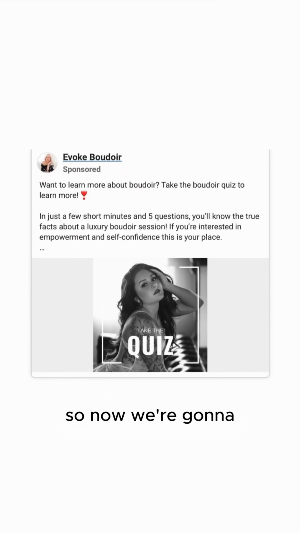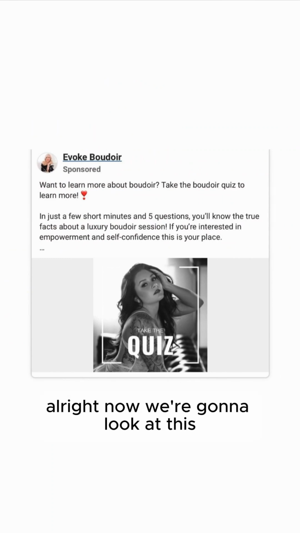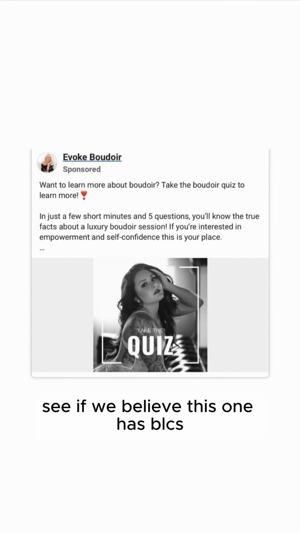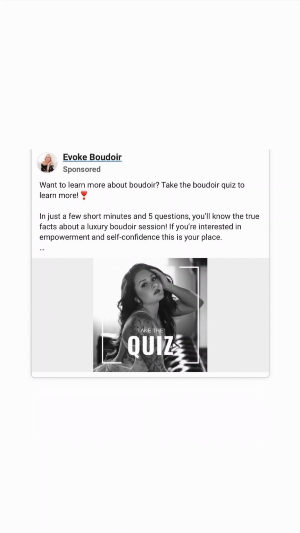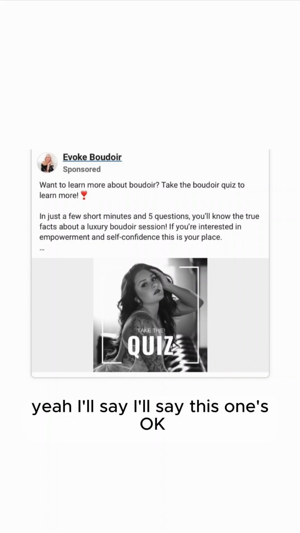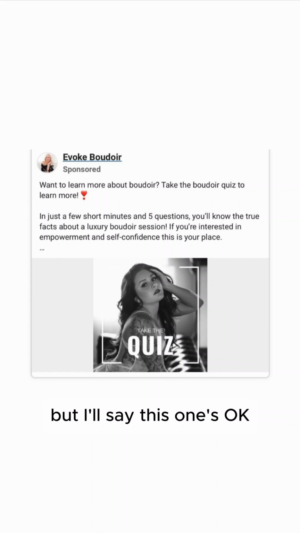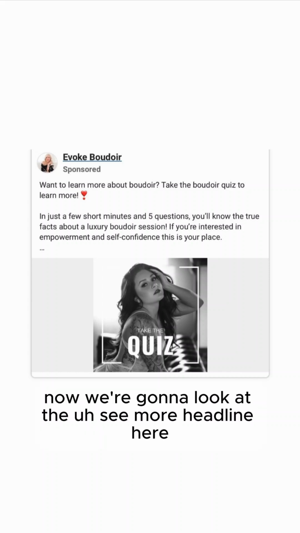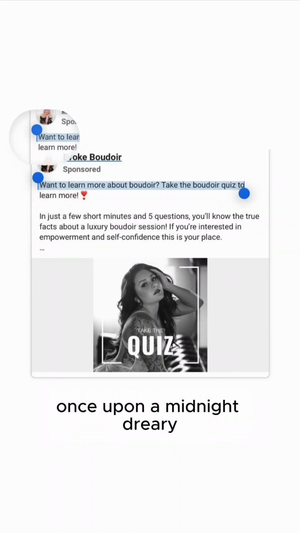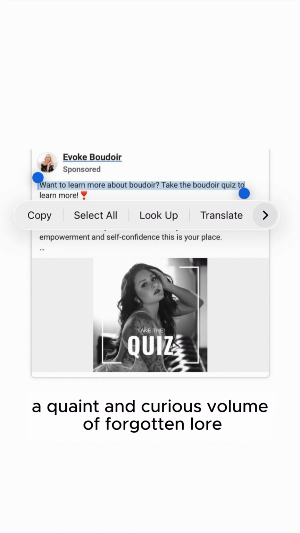So now we're gonna look at this and see if we believe this one has BLCS. Looking at the creative, yeah, I'll say this one's okay. It's right on the line, right on the edge, but I'll say this one's okay. Now we're gonna look at the see more headline here. Want to learn more about Boudoir? Take the Boudoir quiz to learn more.